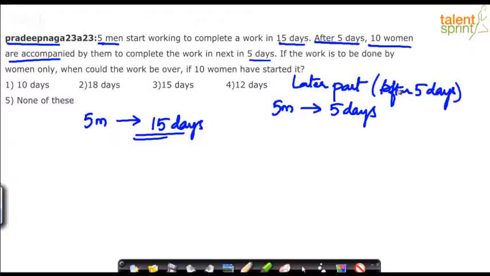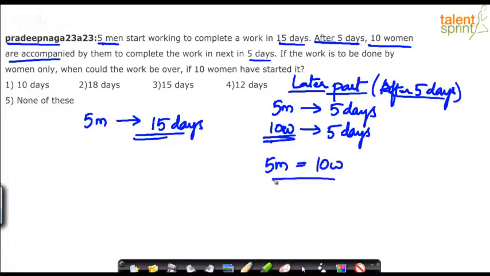See, writing makes it even more complicated. So I don't want to write, but just focus on this. I'm talking about the later part, which is after 5 days. 5 men work for 5 days and 10 women also work for 5 days because together they have completed the work in 5 days, right? And actually 5 men should have taken 10 days. You're getting it? 5 men should have taken 10 days. But they worked only for 5 days. So the remaining 5 days of work was done by whom? Was done by 10 women. So we can conclude that 5 men are equal to 10 women. That's it. The moment you get this equation, 5 men can do in 15 days, 10 women will also do in 15 days.